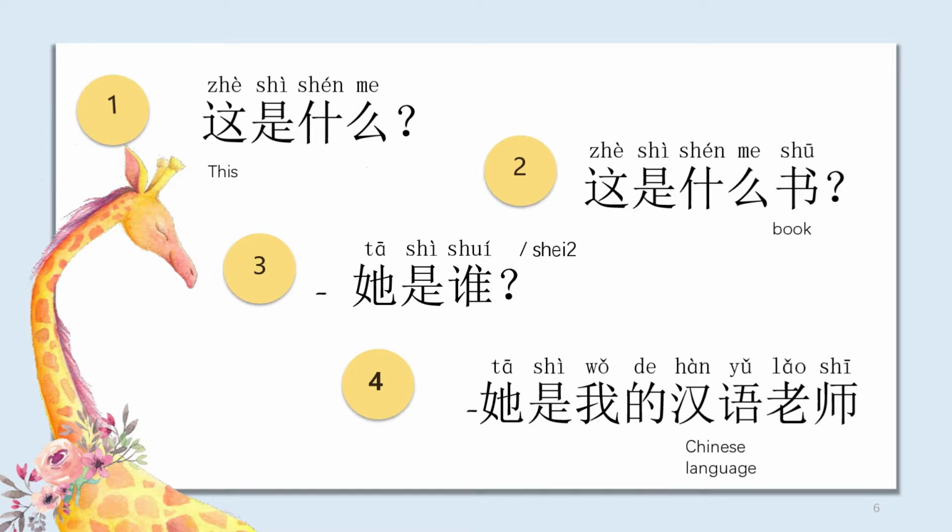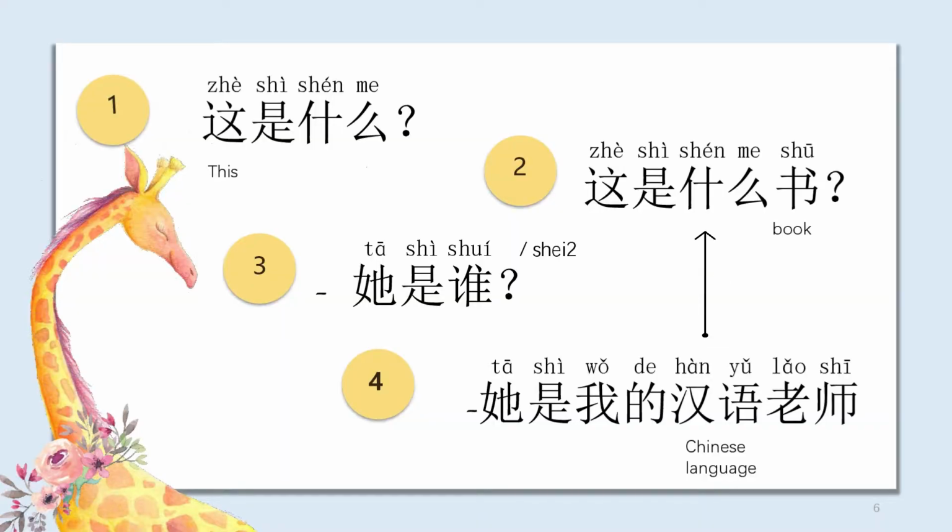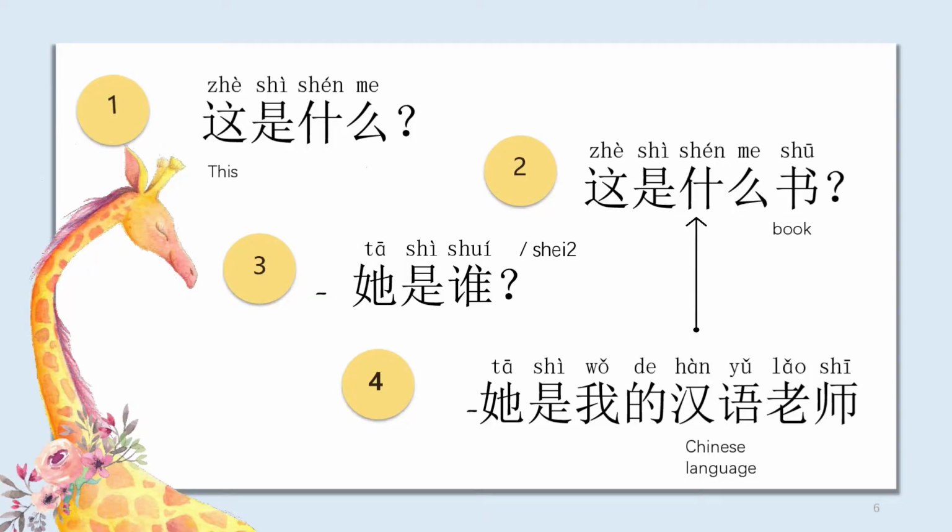The second sentence also involves one new word that we didn't learn before, which is book. So 书. So let's say 这是什么书？Which means this is 什么? What's the meaning of 什么? It means what, and then 书 means book. So this is what book? Then you can say this is a history book, this is a math book, or any kind of book. Then let's see the next one.